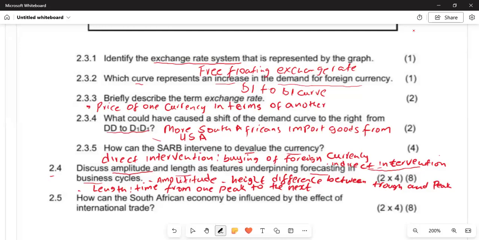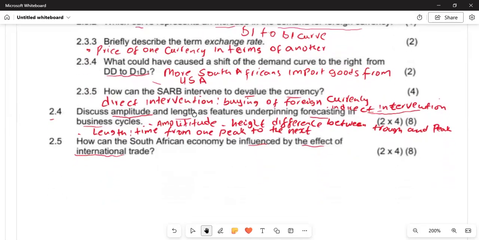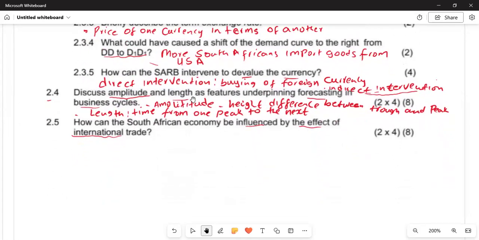2.5 is as follows. How can the South African economy be influenced by the effect of international trade? It can be influenced, and we can start with the positives. Access to larger markets.